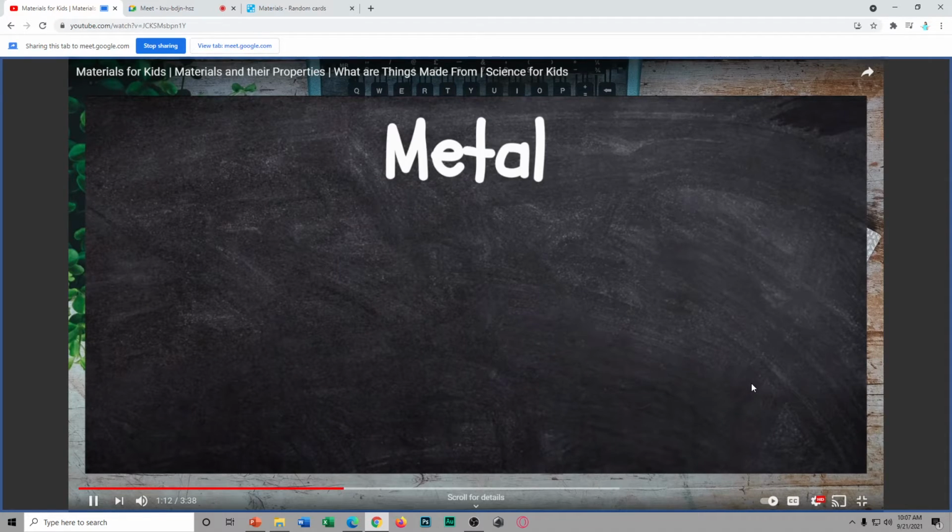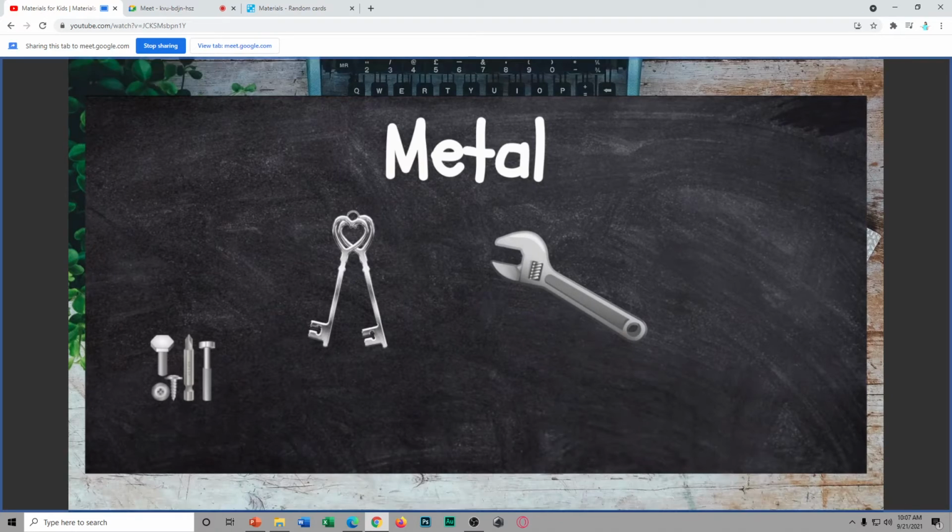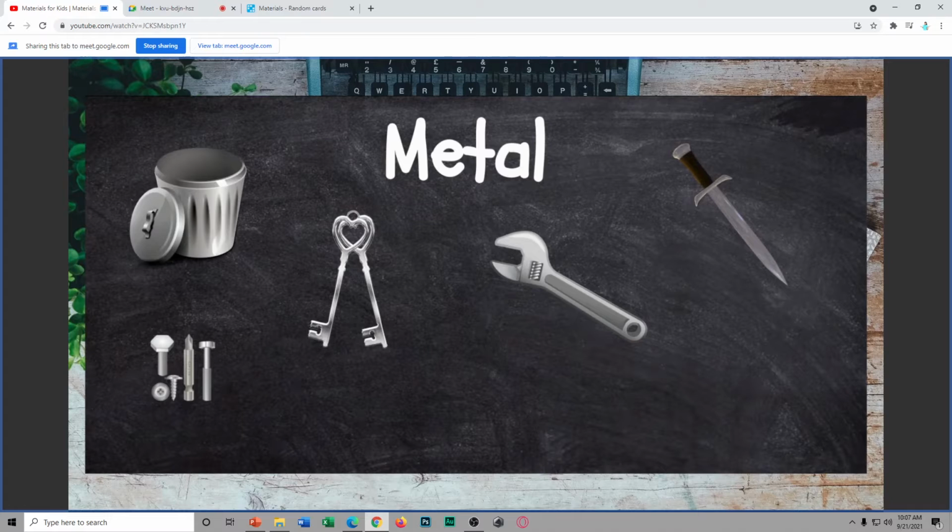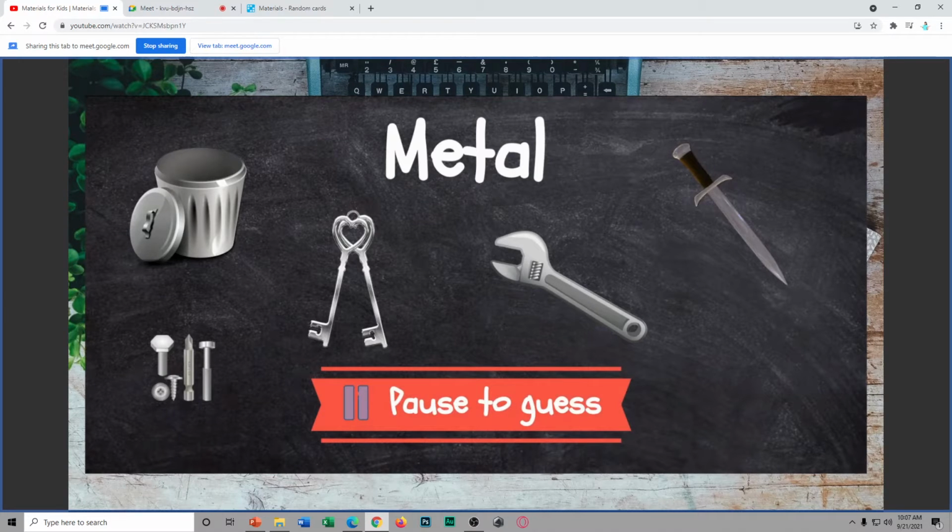Heated, so is good for being made into keys and tools. Other things that can be made out of metal are knives and rubbish bins. Can you think of anything else that is metal?